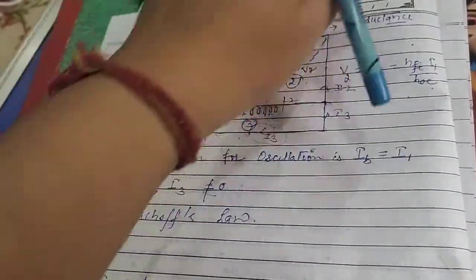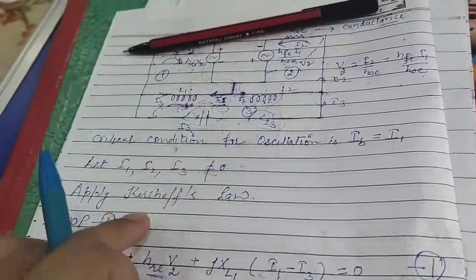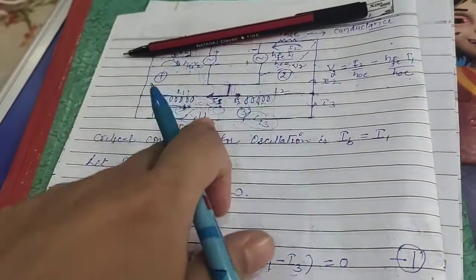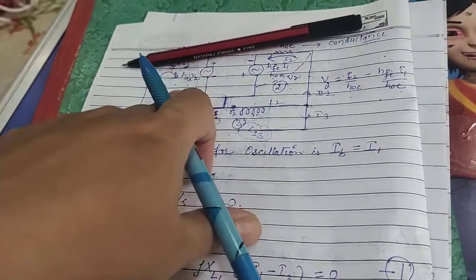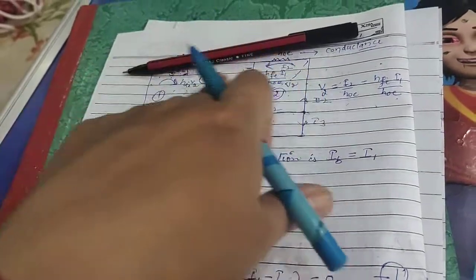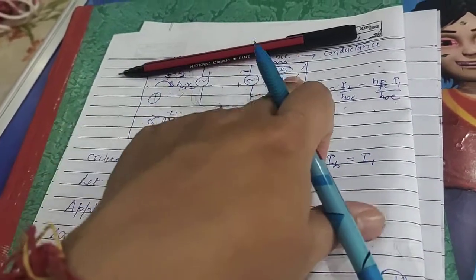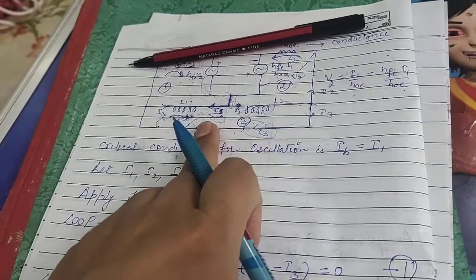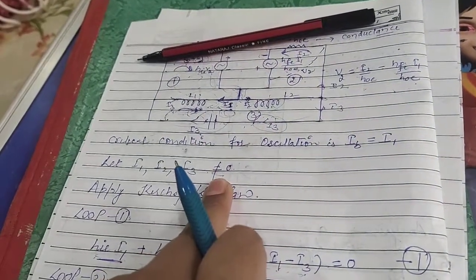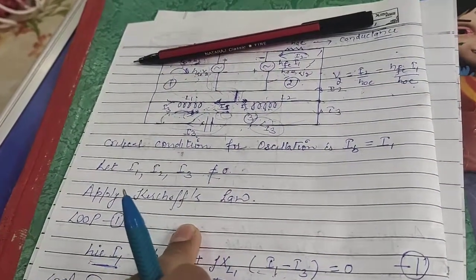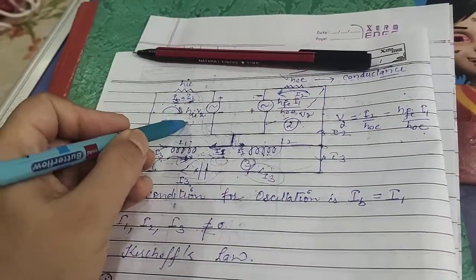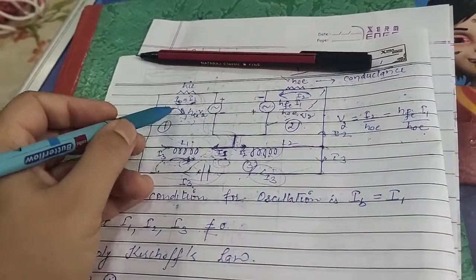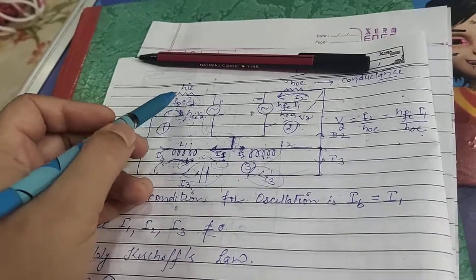Now the critical condition we have considered here is IB equal to I1, and let I1, I2, I3 be the currents; we have divided the whole circuit into three parts. In the first part we have considered current I1 flowing, in the second I2, and in the third I3, and all these values are not equal to 0. Now we will apply Kirchhoff's law. First we apply Kirchhoff's law on part 1. So let's take a clockwise rotation.